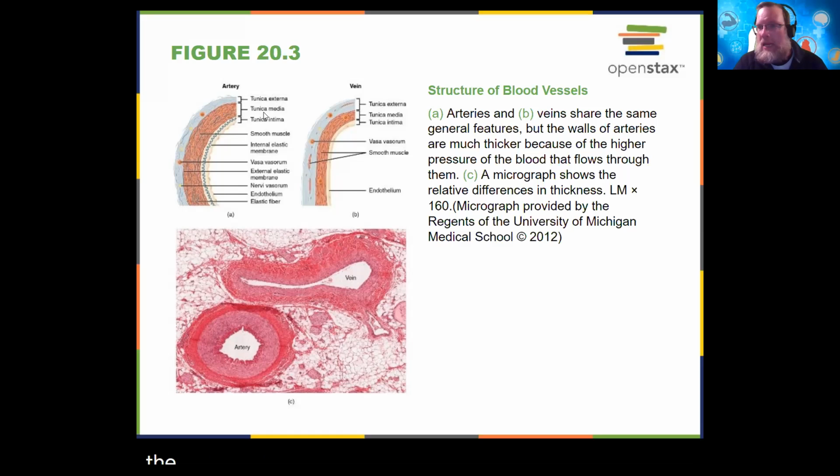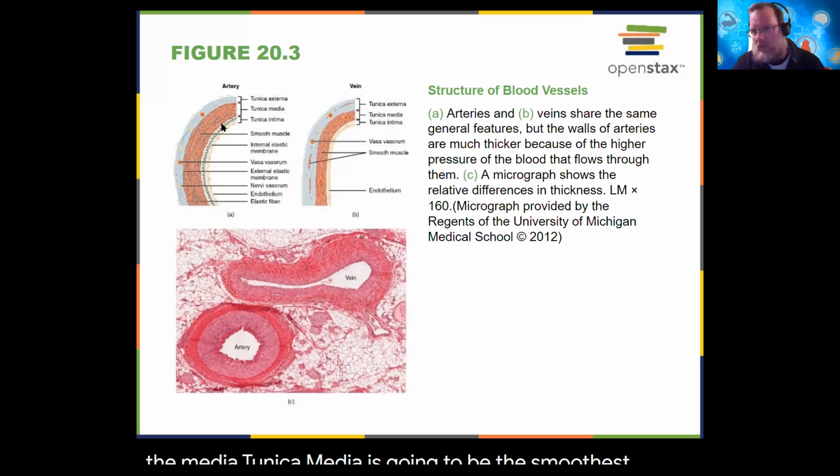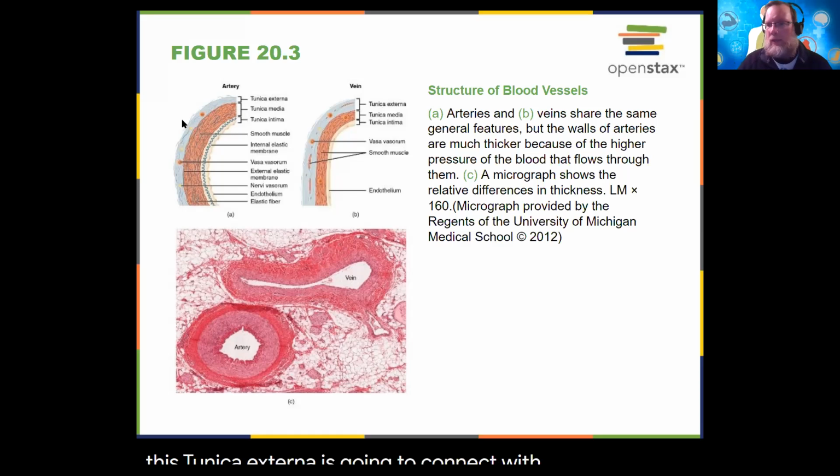And then the tunica media is going to be the smooth muscle aspect, the muscular layer. So we have epithelial, a little bit of connective, and then muscular. And then the tunica externa is going to be more connective tissue. So this outer layer, this tunica externa, is going to connect with potentially muscle, or skeletal muscle, like fascia of skeletal muscle, for instance, maybe hypodermis. So anyway, more connective tissue. That's the tunica externa.